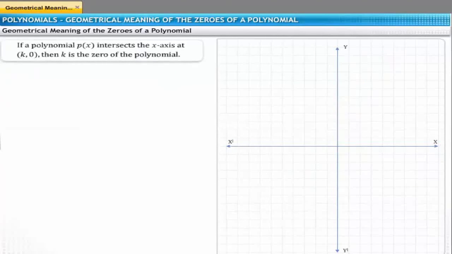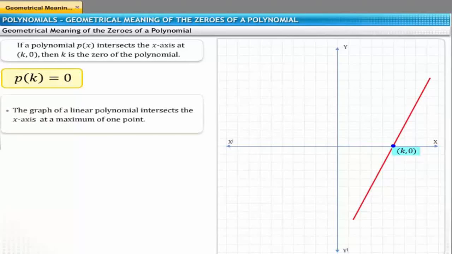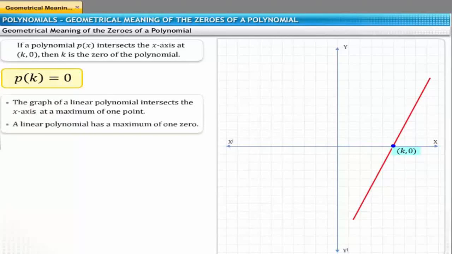In general, if the graph of a polynomial p of x intersects the x-axis at k, 0, then we can say that k is the zero of the polynomial. In other words, p of k is equal to 0. The graph of a linear polynomial intersects the x-axis at a maximum of one point. Therefore, a linear polynomial has a maximum of 1 zero.